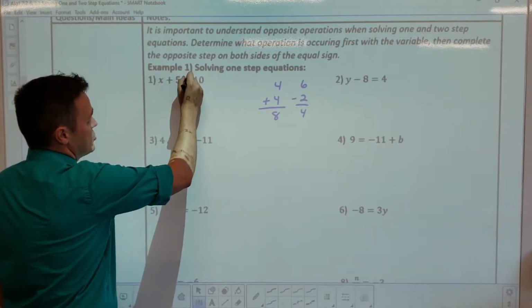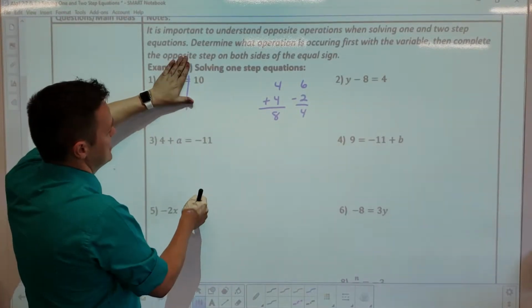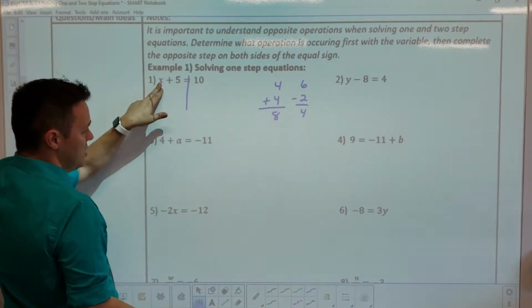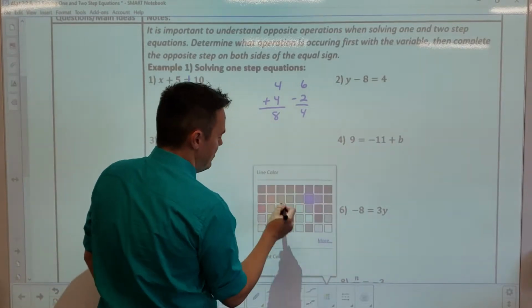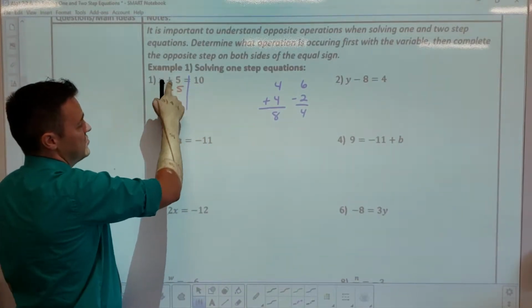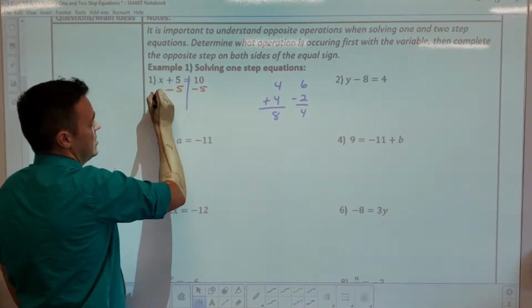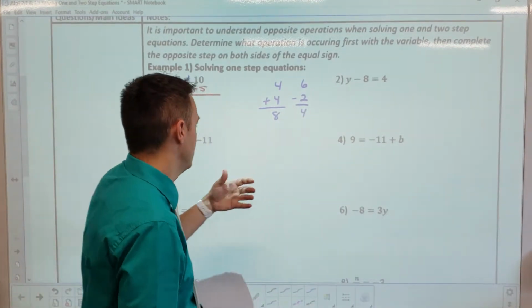I want you to start by drawing a line down the equals, because equals means this side is 10, this side is x plus 5, and you don't want to touch the variable. So what is the opposite of addition? It is in fact subtraction. So we're going to subtract 5 because we want to get rid of this 5 and bring it over here. You do one thing to one side, you do it to the other, and then you make an old school addition or subtraction problem, okay?